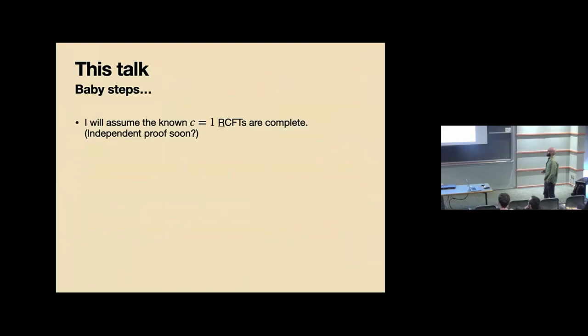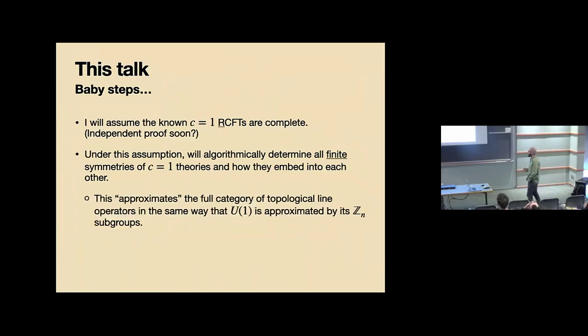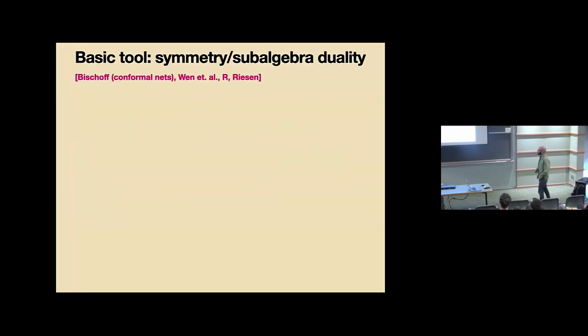So in this talk, I'm going to sort of go in one direction. I'm going to assume we've discovered all the rational conformal field theories at C equals 1. Again, hopefully there will be an independent proof of this soon. But under this assumption, I'm going to sort of algorithmically show you how to determine all the finite symmetries of C equals 1 theories. And of course, I'd love to be able to access the entire full infinite continuous category of topological lines. But this is the best we can do for now, and perhaps you can think about this result as kind of approximating the full category of topological line operators in the same way that you can sort of approximate U1 by its Zn subgroups.